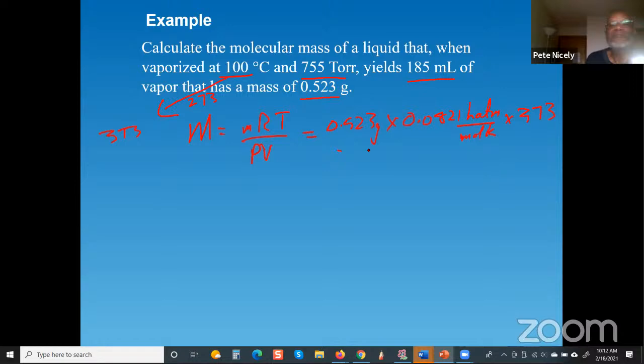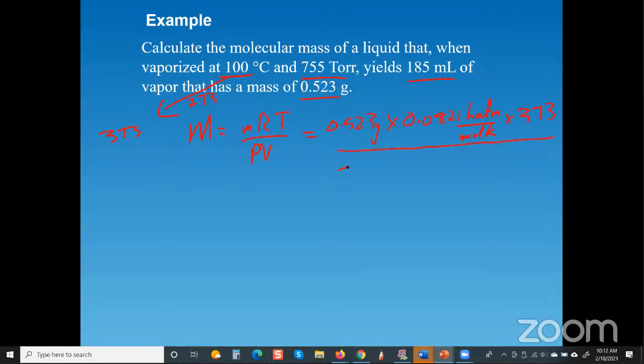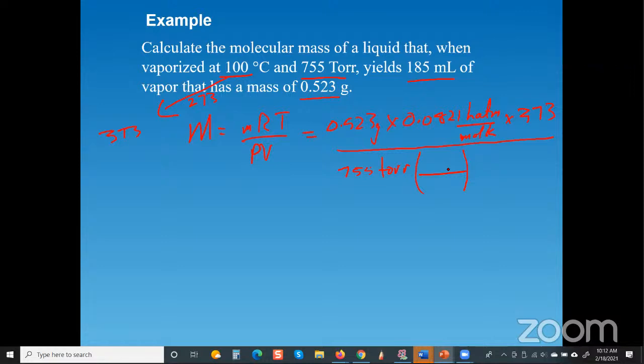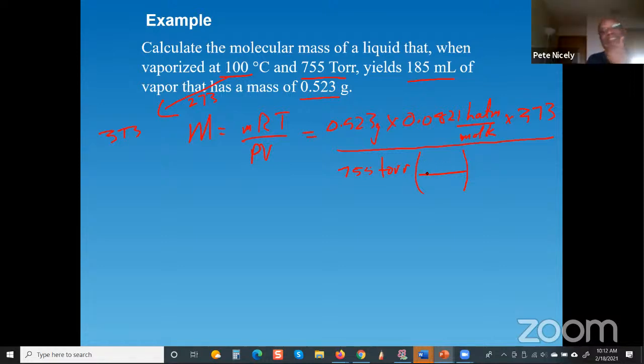Then we divide by the pressure. So what's the pressure in this case? Would it be the 755? 755 torr. But we need to convert this to atmospheres because we have the atmosphere unit here, right? So how do we convert that to atmospheres? I think we did something like that in a previous example. What do we put here and what do we put down below here?